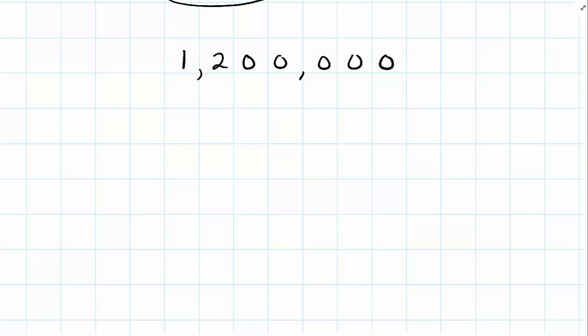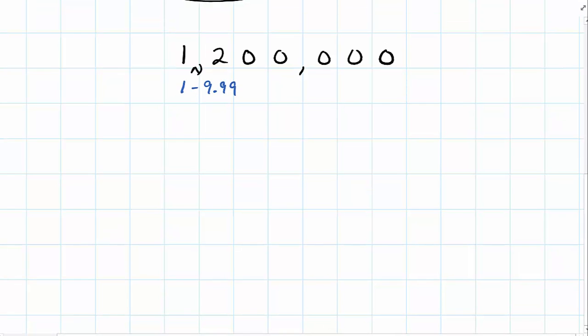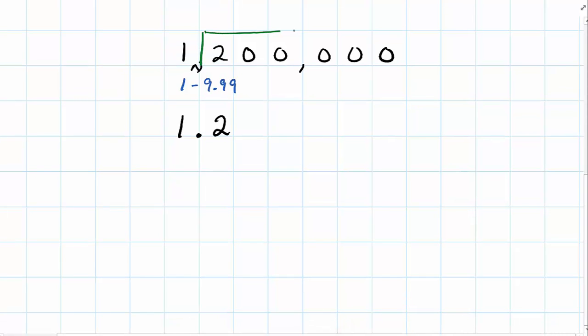All right, now let's take a really large number and do the same thing. 1,200,000. In order to put this in scientific notated form, I need my number to be between 1 and 9.99. So it looks to me I'm going to try to get that decimal between the 1 and the 2. Now, this is a different direction that we're going to move our place values.